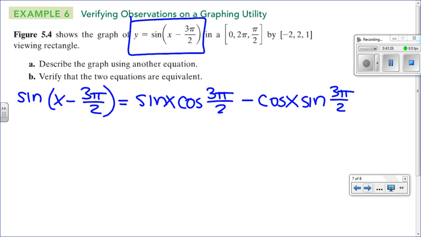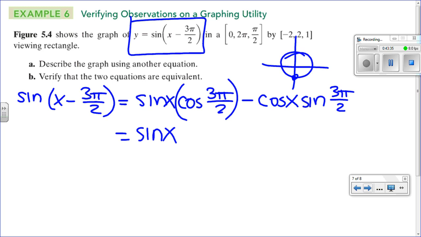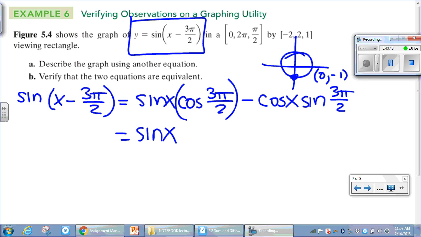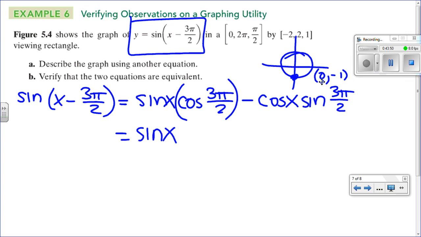Okay, from here, sine of x, we don't know what it is, we just leave it like that. But we do know what this one is equal to, because if you remember the unit circle, 3 pi over 2 is here, and the coordinates of that point are 0, negative 1. So what is the cosine of 3 pi over 2? 0. And then minus cosine x, we just leave it there as a variable. And then what is the sine of 3 pi over 2? Negative 1.